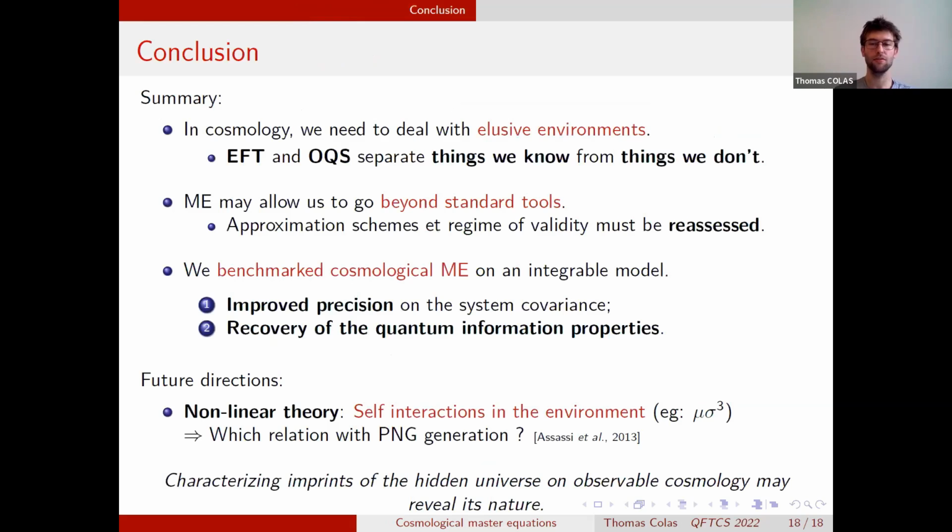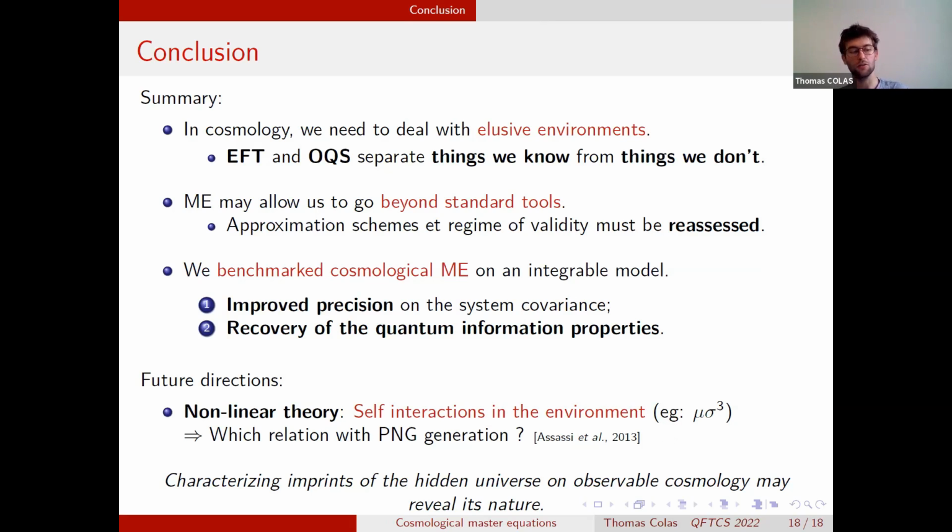So let me wrap up what I've told you in this presentation. I said that in cosmology, we need to deal with elusive environments, which means that effective field theory and open quantum systems are interesting to separate things we know from things we don't. The master equation program may allow us to go beyond standard perturbation theory, but if we want to use it in curved space, we need to reassess its approximation schemes and regime of validity. This is why we benchmark this program in an integrable model, and what we observed is an improved precision on the system covariance and the ability to recover quantum information properties.